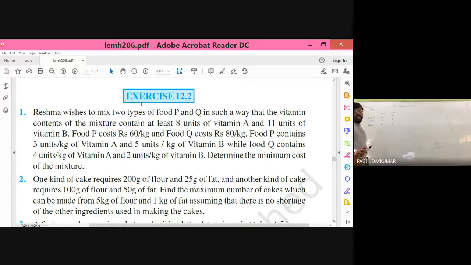And the cost is given to you. The cost of food P is 60 rupees per kg and the other one is 80 rupees per kg. So this is the thing given to us, which I am representing in tabular form so that it is a little easier for you to understand. Now I will stop the presentation so that the board will be visible to you properly.